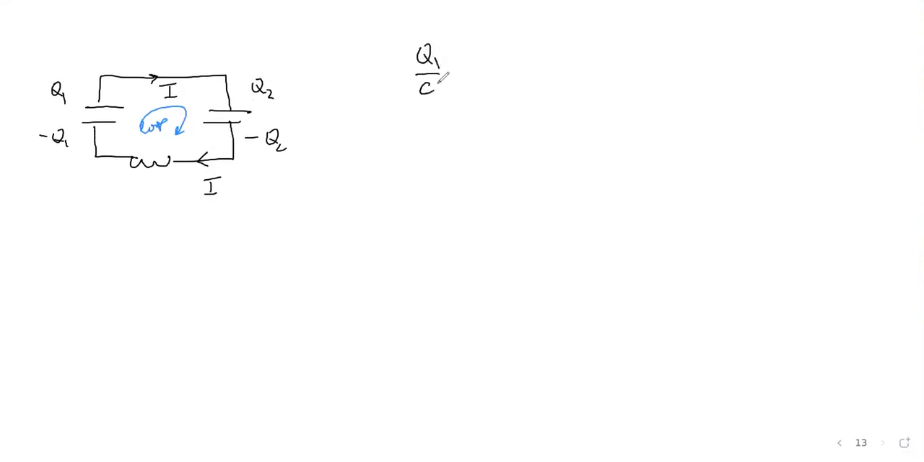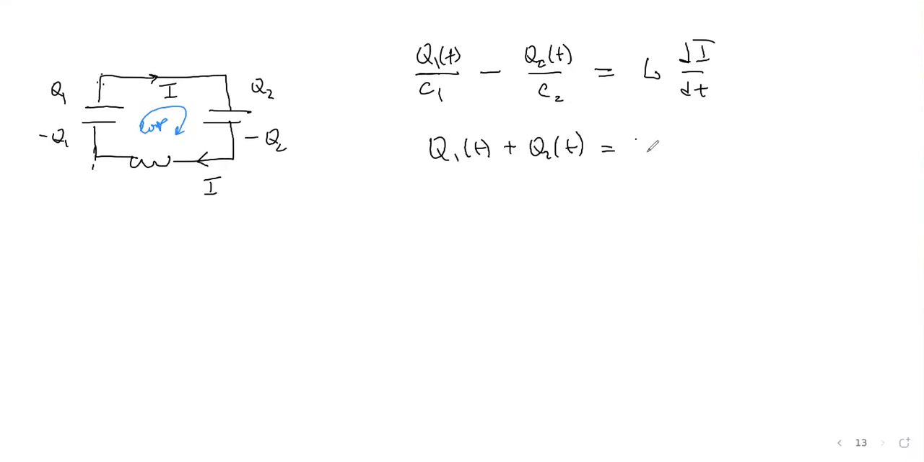Would it be Q1 over C minus, yeah, Q1 over time, of course, a function of time. This is the drop of potential. Then minus Q2 over C2, and minus, yeah, let's put it equal to L di over dt. So that's one equation. Then probably Q1 as a function of time plus Q2 as a function of time should always be the same, and it should be equal to the initial value.